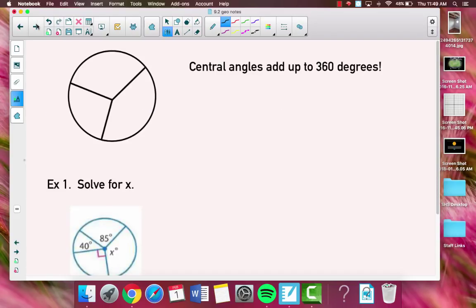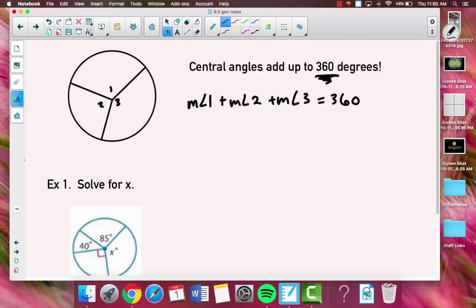One key thing you want to make sure you know is that central angles always add up to 360 degrees. So in this particular picture right here, I have three different central angles, and because they all are side by side like this, I can add them all up and they're going to equal 360. So the measure of angle 1 plus the measure of angle 2 plus the measure of angle 3, all of those are going to equal 360.